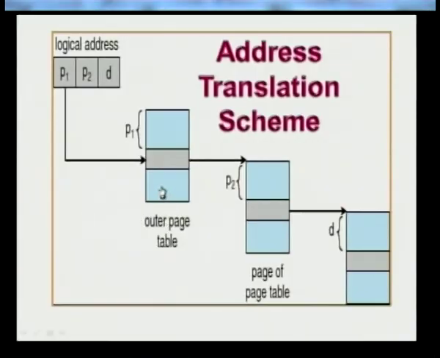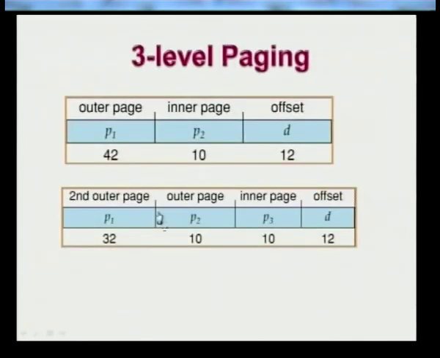If it is a three-level paging scheme, the only variation is that the outer page table is again paged, so that one more level of page table comes in, which we will discuss in the future slides. This is how the three-level paging scheme is visualized. Here is the two-level paging scheme: there is an outer page and an inner page, P1 and P2, corresponding to the page number, and the offset.